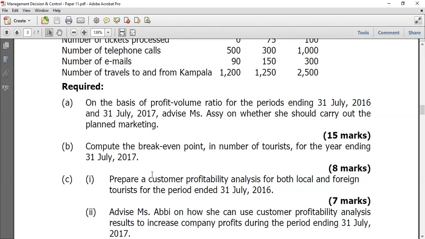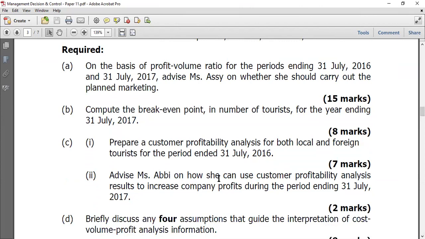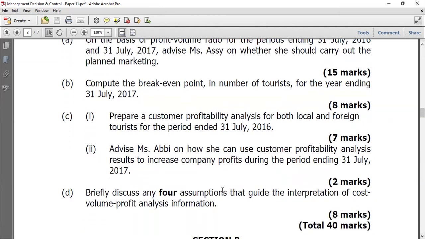And then they also want us to prepare a customer profitability analysis for both local and foreign tourists for the period ending 31st July 2016. And then the other one is to advise Ms. Asiabi on how she can use customer profitability analysis results to increase company profits during the period. And then they also want us to briefly discuss any 4 assumptions that affect the interpretation of the cost volume profit analysis information, okay?